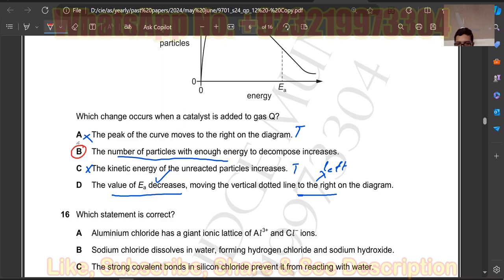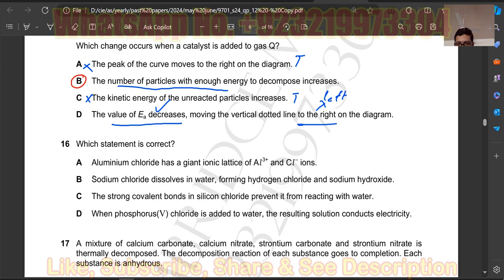B is the right option. Now, question number 16. Which statement is correct? Aluminum chloride has a giant ionic lattice of aluminum 3+ ions and chloride ions.